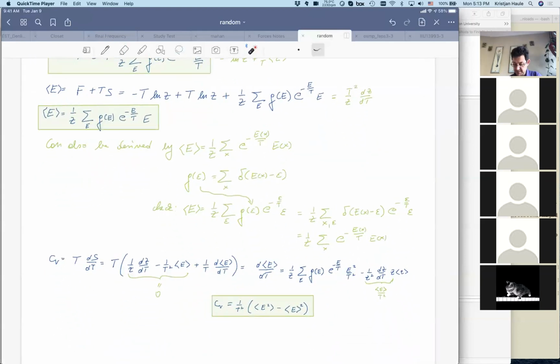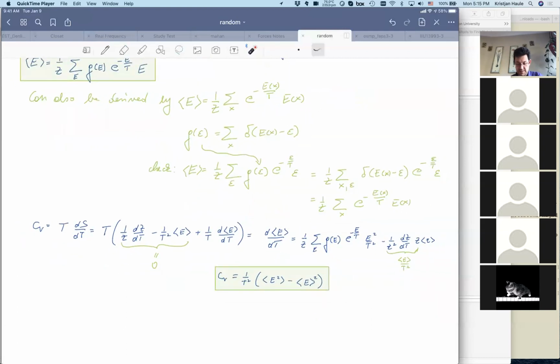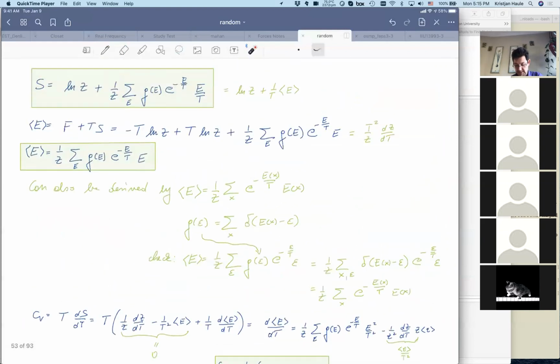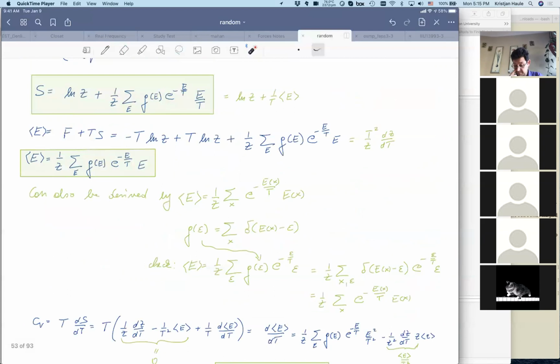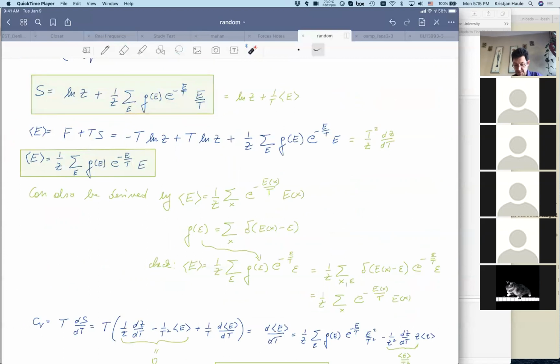Now, finally, specific heat. There are 2 ways to derive specific heat. One is to say that specific heat is just dE over dT, but we can also check another standard thermodynamic relation from entropy. So we know that CV is also T dS over dT. Now we can then check what is S. I mean, this is our S. We insert this in here and we can check.